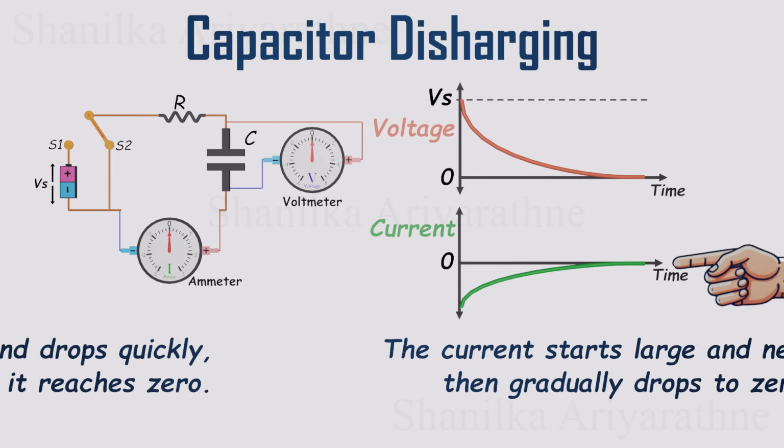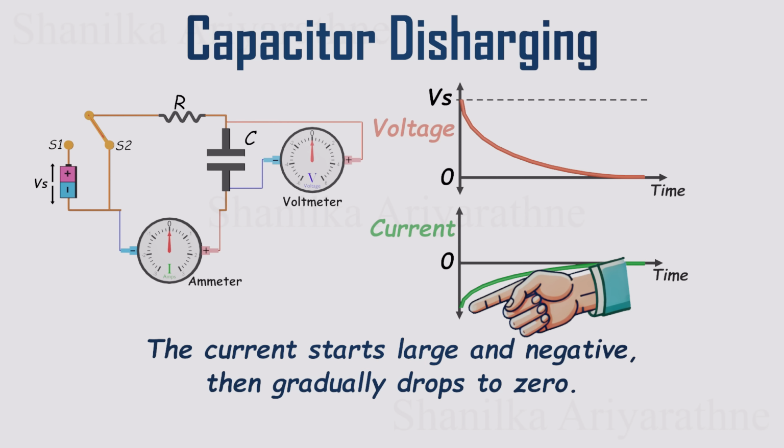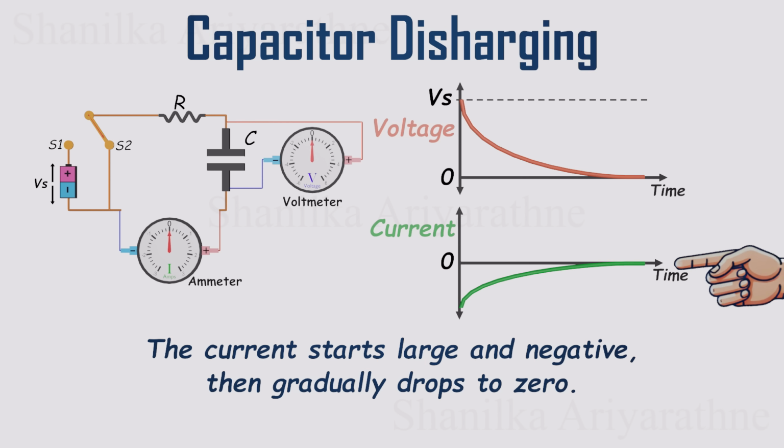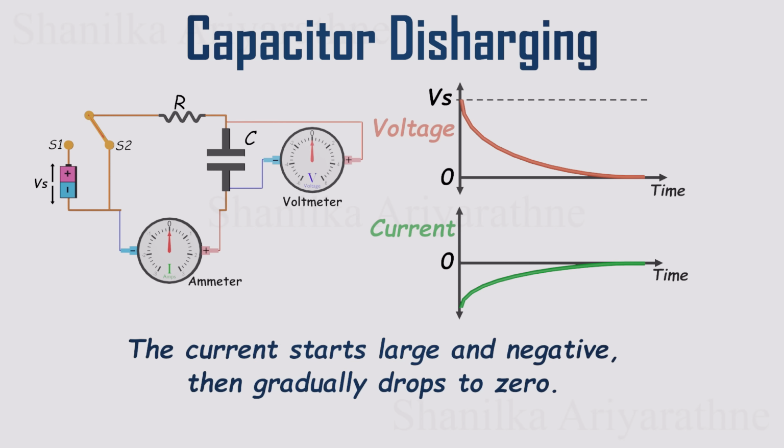And what about the current? Well, now it flows in the opposite direction. It starts off large and negative, almost like the capacitor has turned into a short circuit again. But just like during charging, the current gradually shrinks in magnitude, slowing down bit by bit until it eventually reaches zero. At that point, once again, the circuit behaves like it's open. No current, no voltage.